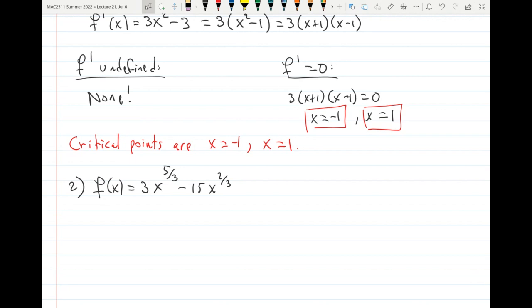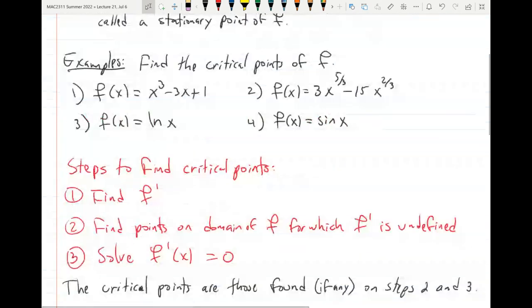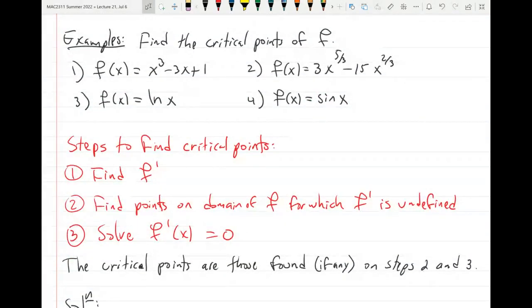I didn't write it down in the steps, but it goes without saying. It's implied here in step number 2. What should be step 0? What should be step 0 in here?